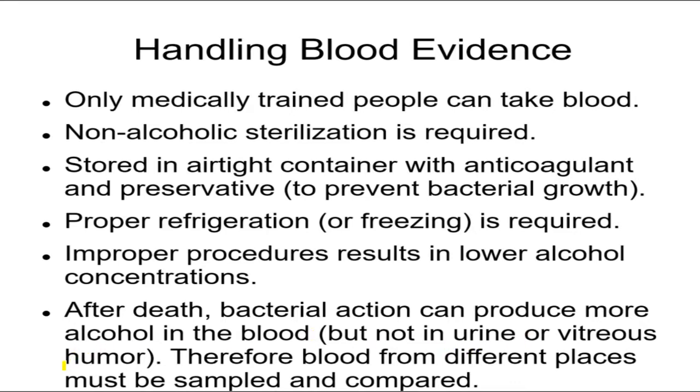So we take blood, of course, from dead bodies. We also have to take urine samples and vitreous humor samples from the eyeball fluid. So we can compare all three, and we'll see how precise the blood was. And we can get the information from what's in the urine and in the vitreous humor. So it's better not to just take blood.